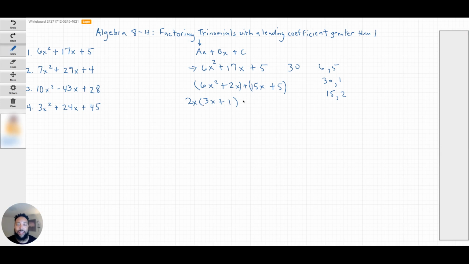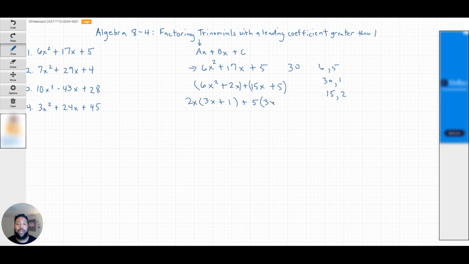Now let's look at this other side of the problem. What can I pull out or factor out from 15x plus 5? Well, I could pull out a 5 from both, because you could take a 5 out of 15 and you could take a 5 out of 5. I can't pull out an x because only one has an x, so I can only pull out just the 5. So I'm going to pull out 5, and what do I have left when I pull it out?